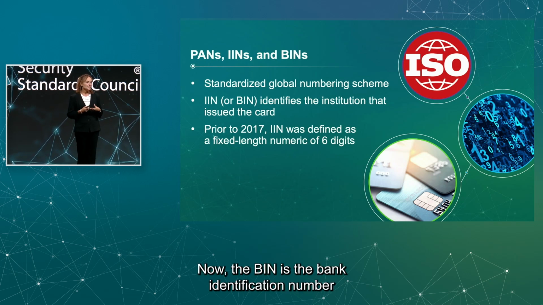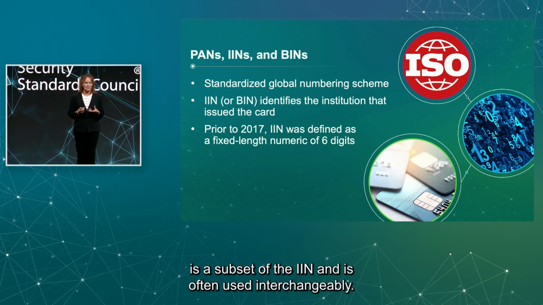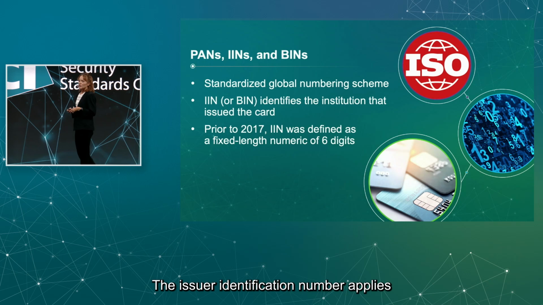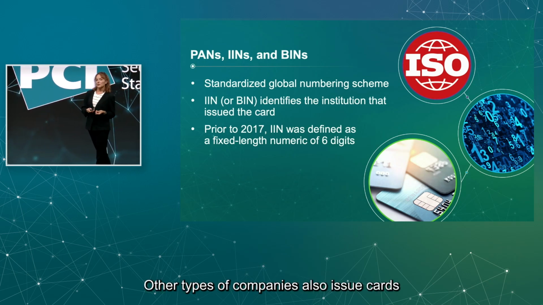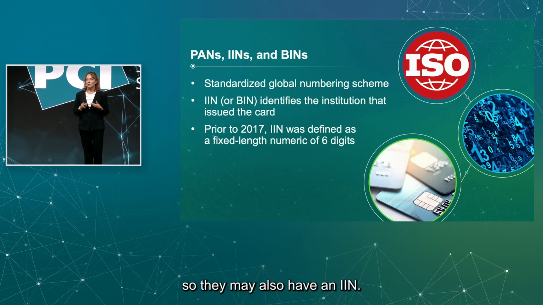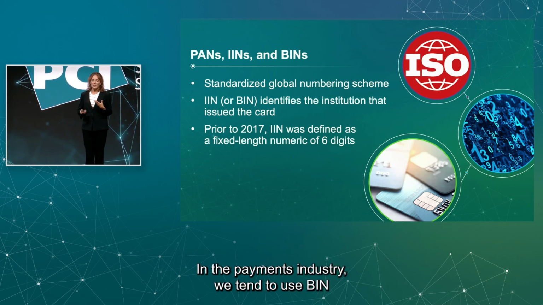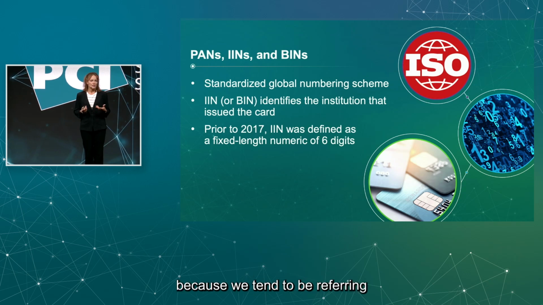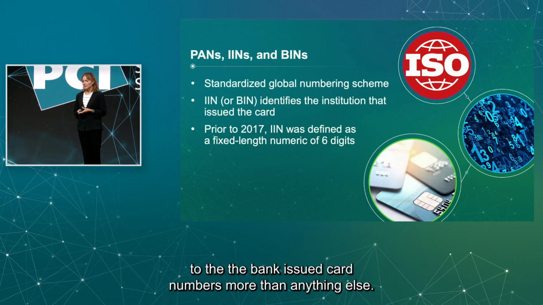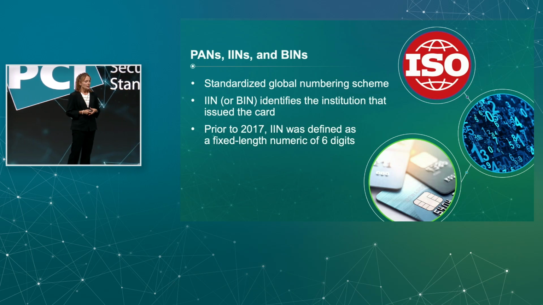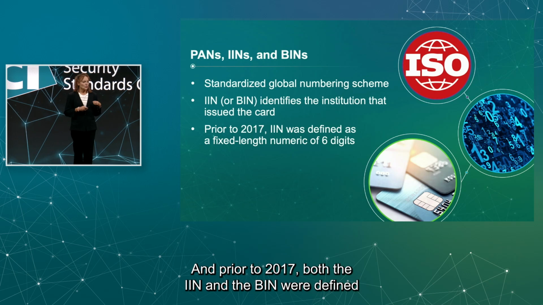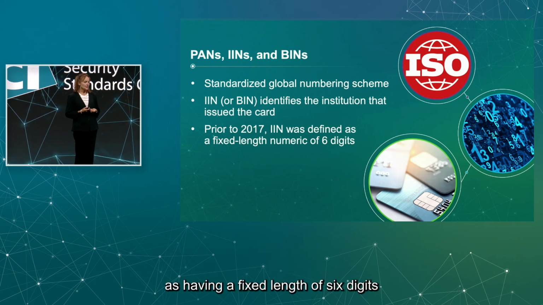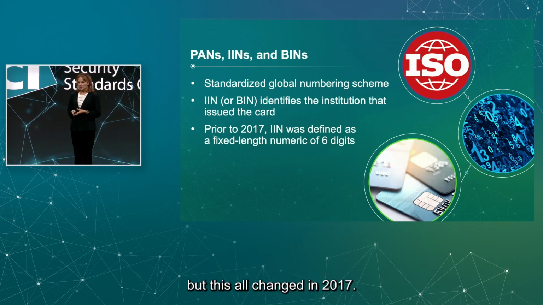Now, the BIN, the bank identification number, is a subset of the IIN, and is often used interchangeably. The issuer identification number applies to more types of companies than just banks. Other types of companies also issue cards, so they may also have an IIN. In the payments industry, we tend to use BIN because we tend to be referring to the bank-issued card numbers more than anything else. And prior to 2017, both the IIN and the BIN were defined as having a fixed length of 6 digits. But this all changed in 2017.